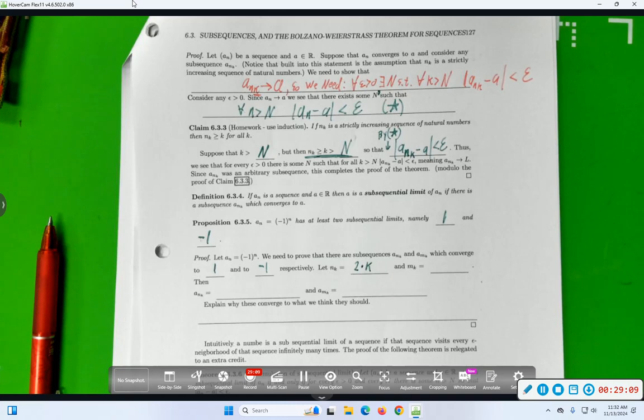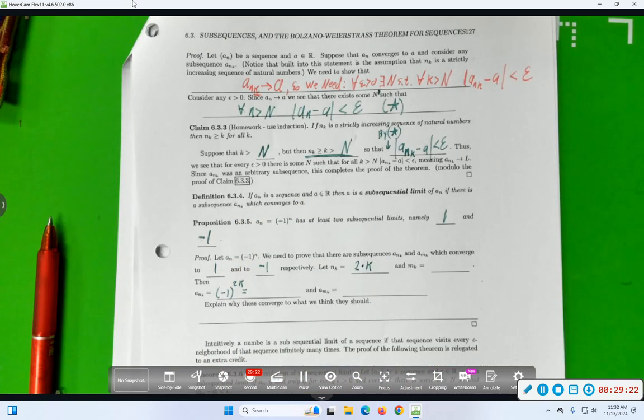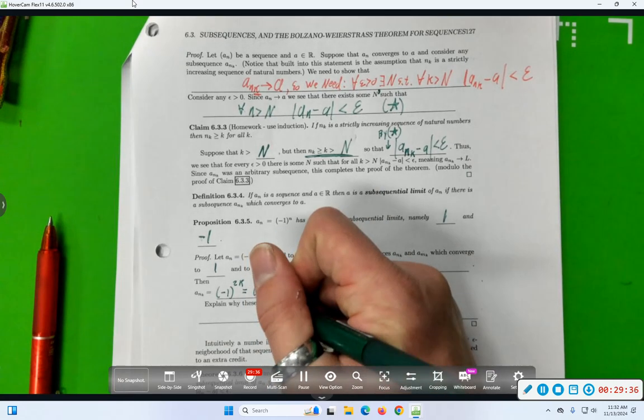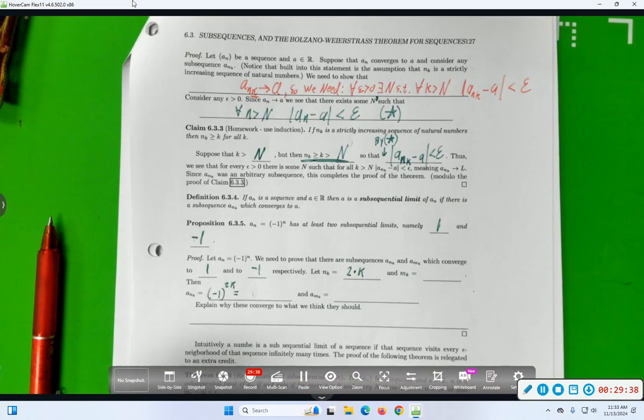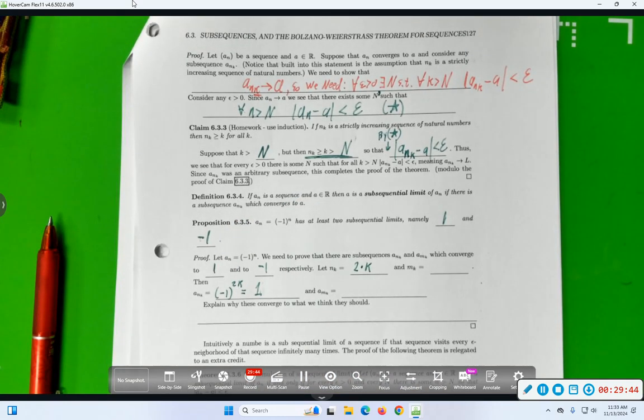So what formula do you get if you just plug the formula for n_k into the formula for a_n? (-1)^(2k). And what is that? (-1)^2 to the k. Sure. And in fact, I'm going to skip the algebra. What's the actual conclusion? What is that equal to? 1. It's just always 1. So if I were to ask you to explain why that converges to 1, what would you say?